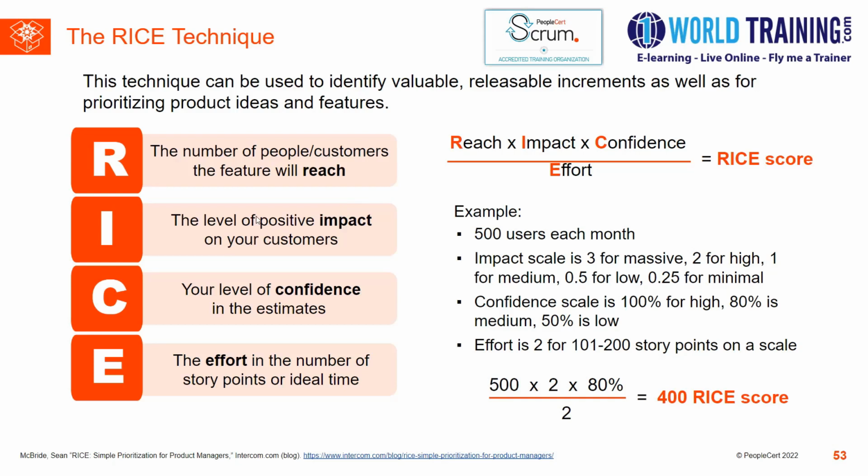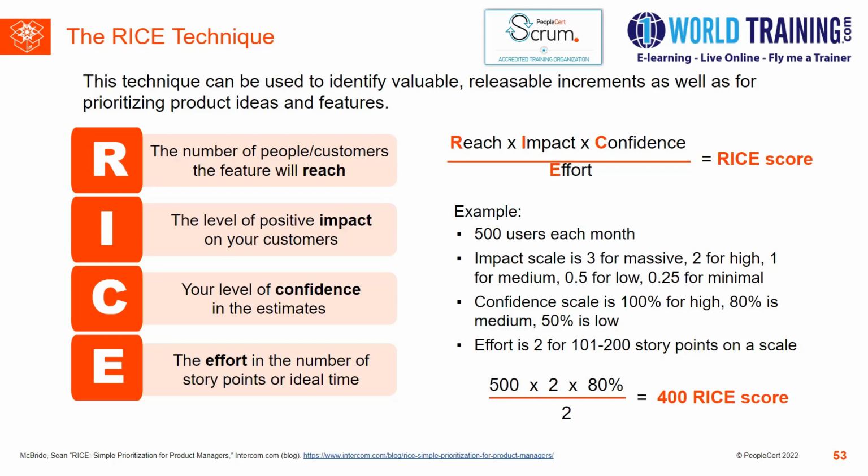I denotes the level of positive impact which the user story or feature has on the overall customer. So I is impact, as in how many users or stakeholders would be impacted by these user stories. That's what the I in the RICE technique depicts.